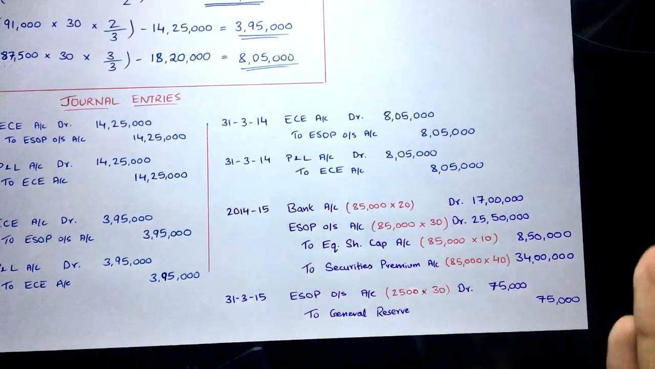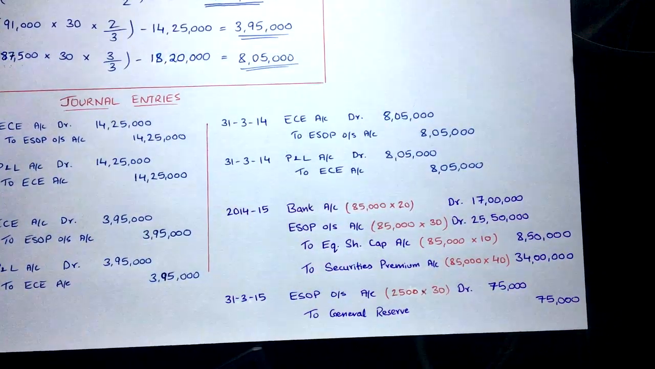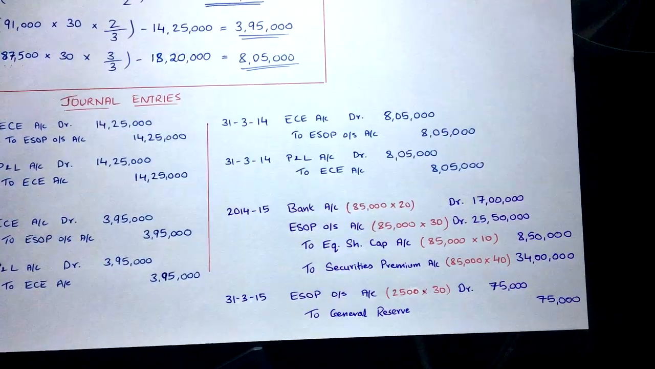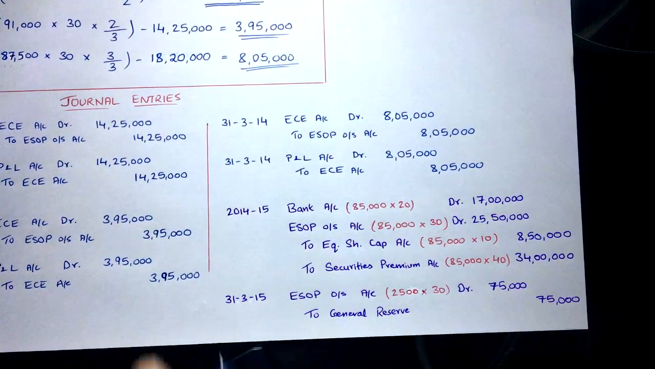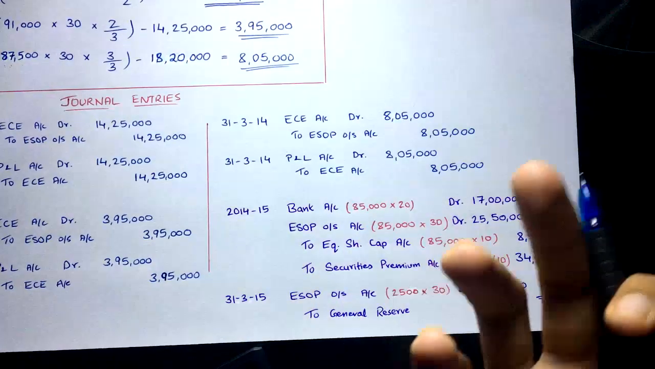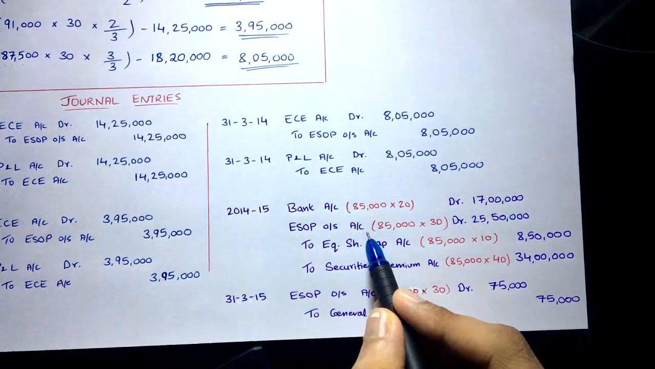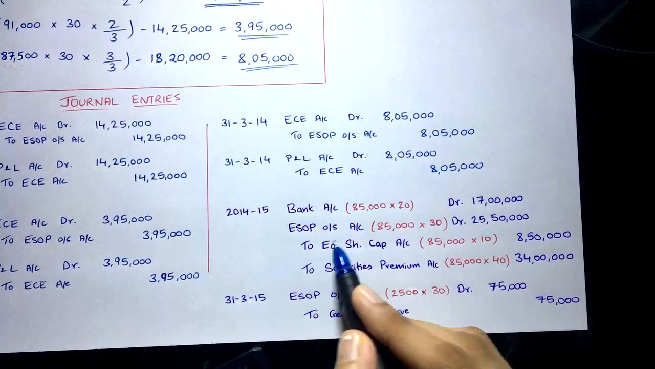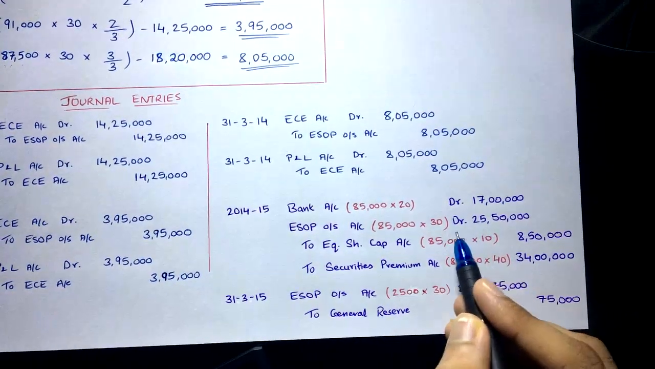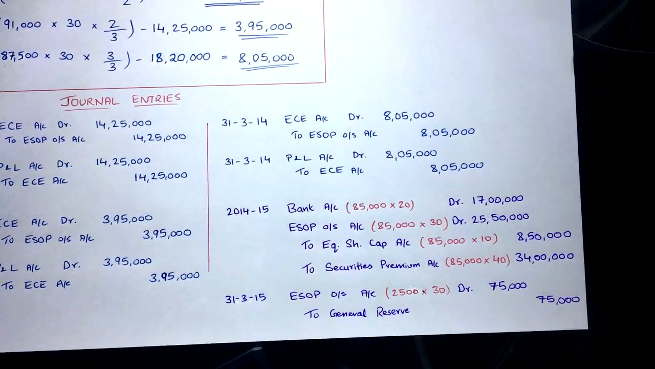They have exercised their right, so that liability we have to cancel it out. This is the logic you have to have in mind. Here we didn't give them anything, just an obligation, and then here you give them something, you have to cancel that out. So to cancel the liability, what are you going to do? Debit the ESOP outstanding account. Debit, right?